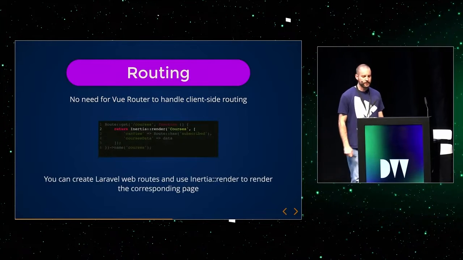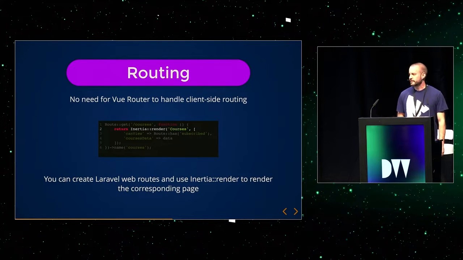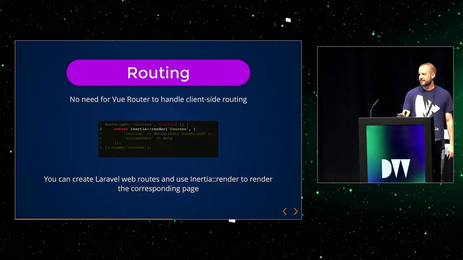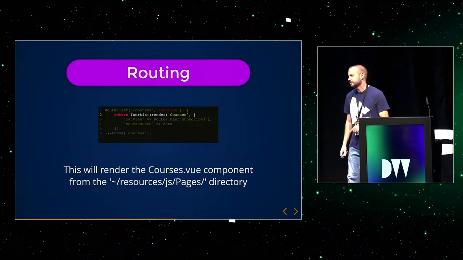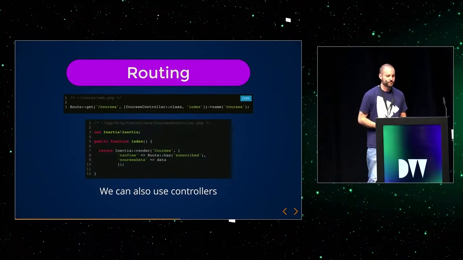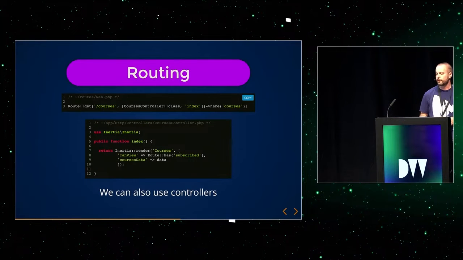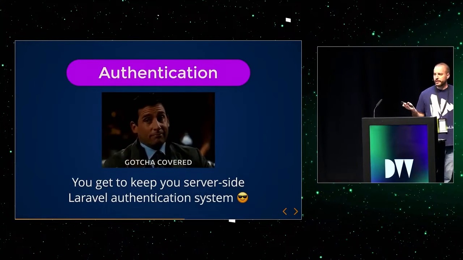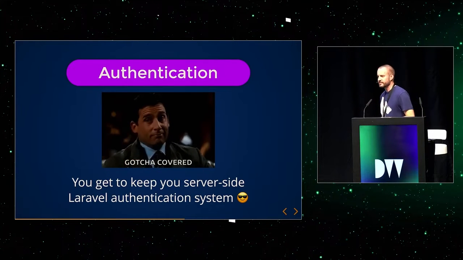Awesome. So this is just a quick example of sending that data down. We kind of already looked at that, but just to reiterate, we're giving the component name as the first argument, the page lives in that JS Pages directory, and then we send the data as the second argument. Great. We can also, of course, do this directly in a controller. By the way, you also get authentication for free. It just works the way it's normally set up with Laravel.